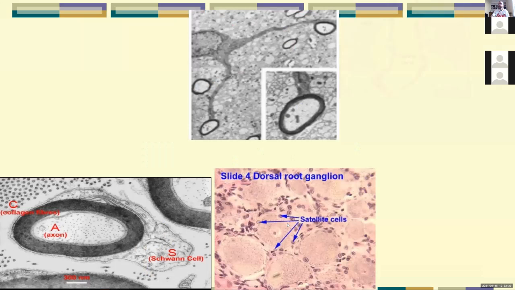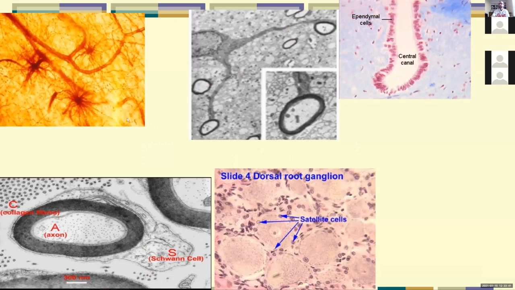Here's some of these cells under a microscope. This is an astrocyte up here. These are the blood vessels going through the central nervous system, and then the neurons are the darker material, harder to see. Astrocytes kind of have a star-like appearance to them.